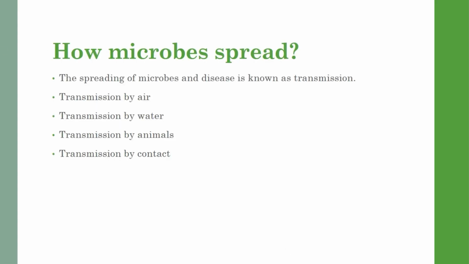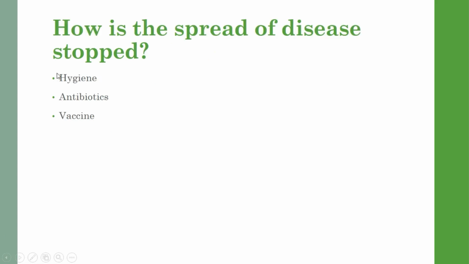There are several ways through which microbes can reach us. For example, they can be transmitted by air, by water, by animals, and by direct contact. And the spreading of microbes and diseases is known as transmission. By being hygienic, by using certain types of antibiotics, and by vaccination, we can prevent or stop the spreading of diseases. That was all about microorganisms and diseases.